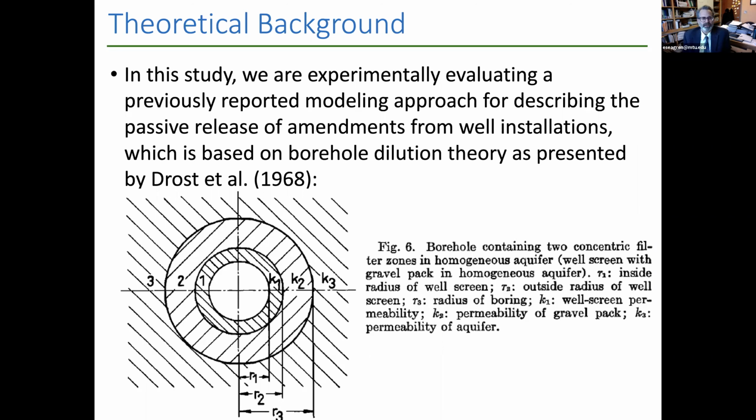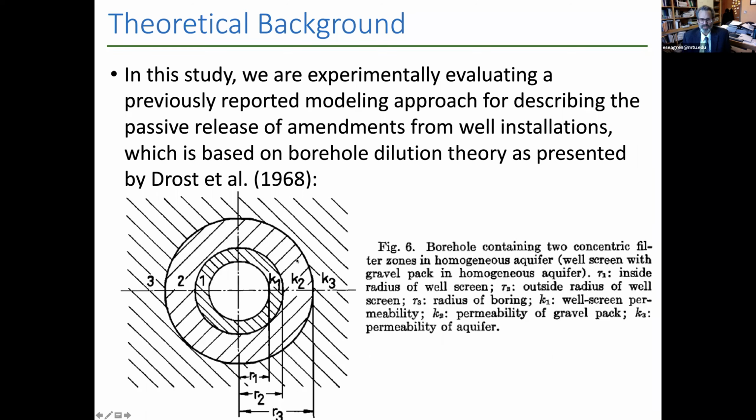And this theory has been around for a long time. A lot of the work that I'm referencing here goes back to a German paper from 1968 by Drost et al. And the setup will be the same. We've got zone 1, that's the well screen. So it has a permeability called K1.